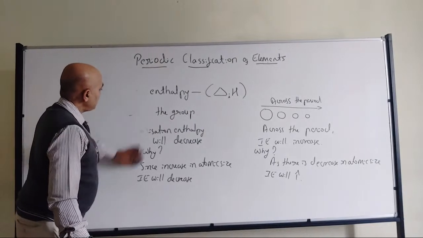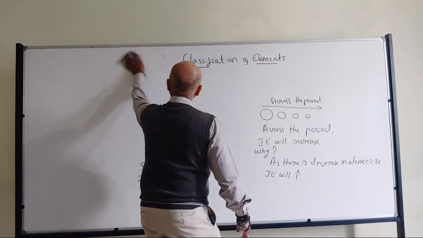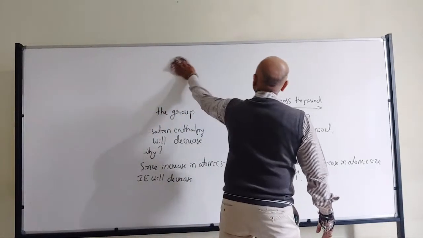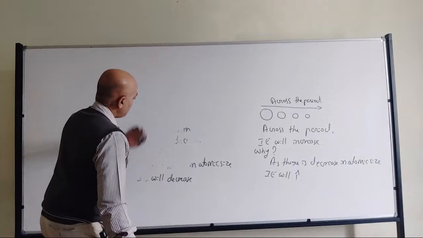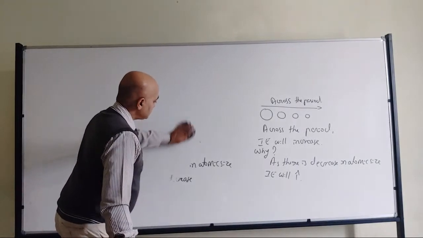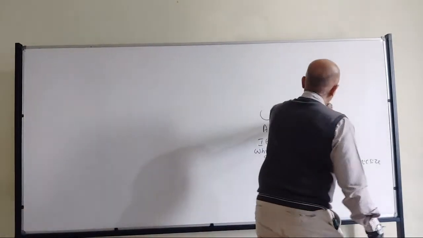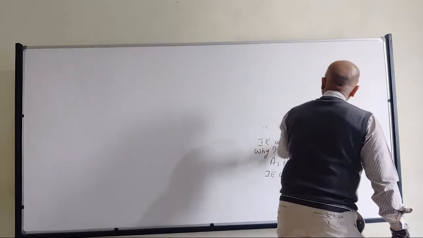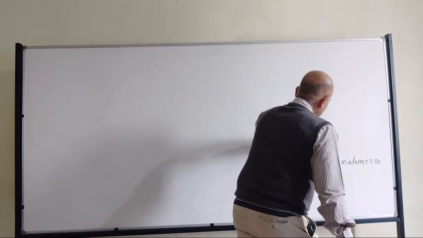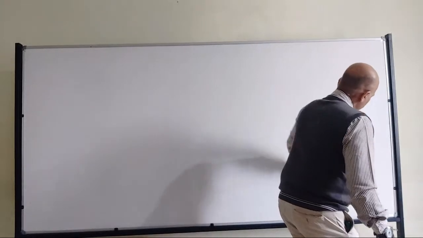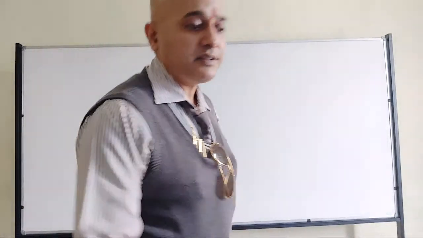So what we have discussed with respect to ionization enthalpy: down the group, ionization enthalpy is going to decrease because there is an increase in the atomic size down the group. Across the period, ionization enthalpy will increase because there is a decrease in the atomic size. These questions can be asked for 2 or 3 marks. Explain the distribution of elements across the periodic table with respect to ionization enthalpy. At that time you should explain. Okay?